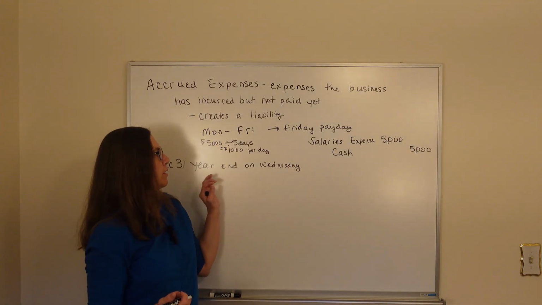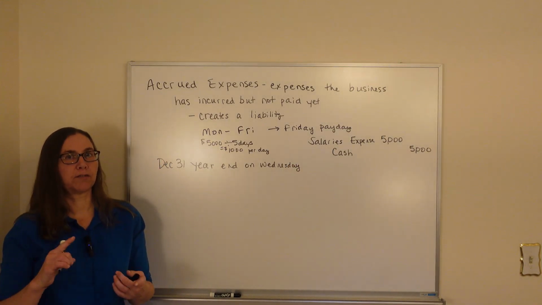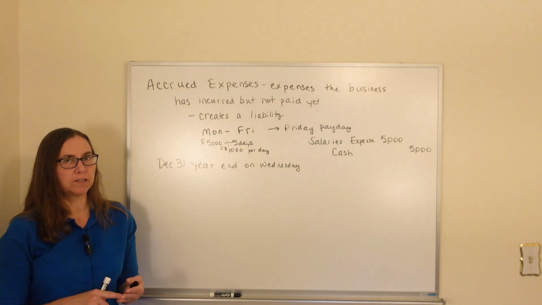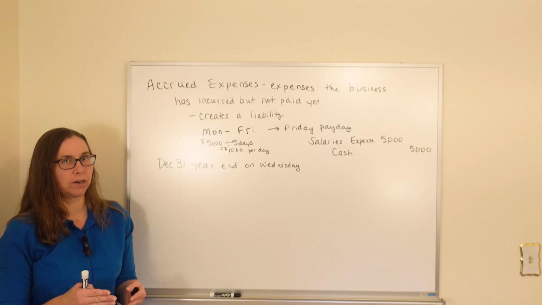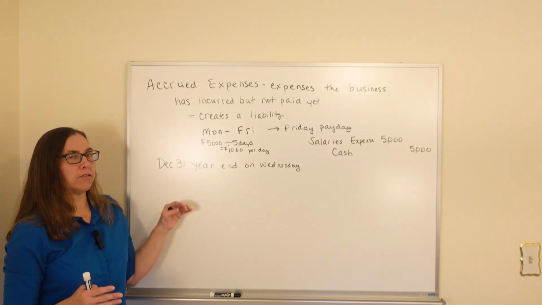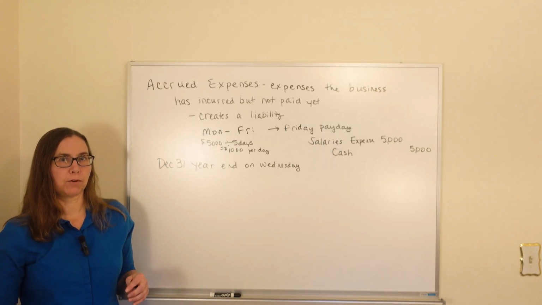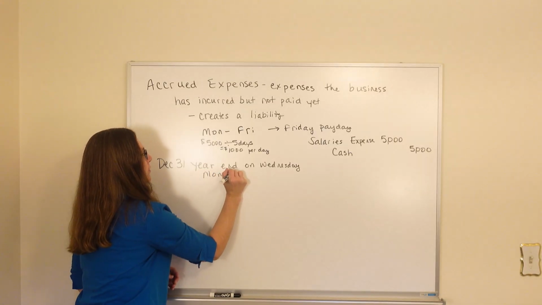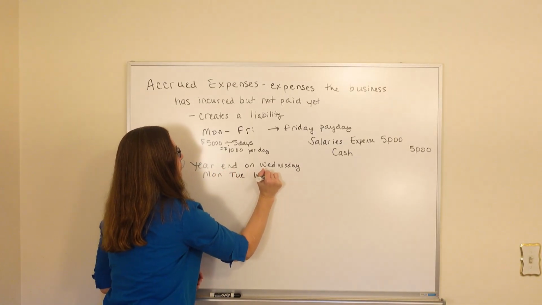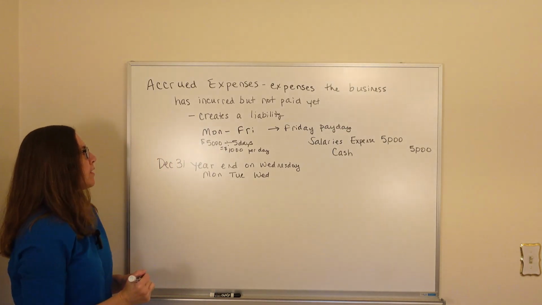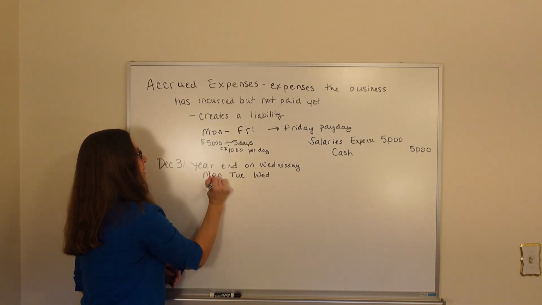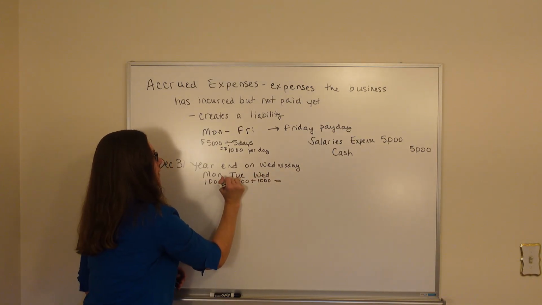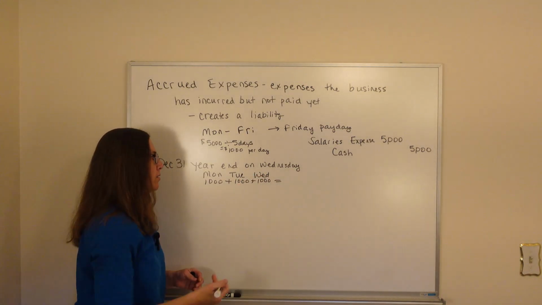they would want to record the salaries expense for Monday, Tuesday, and Wednesday because the company incurs salaries expense every day that the employees work. So you would want to go ahead and record what the employees have worked so far in that week. So you would want to record salaries expense for Monday, Tuesday, and Wednesday of that week. So if it's $1,000 per day for each of these days, that's a total of $3,000.